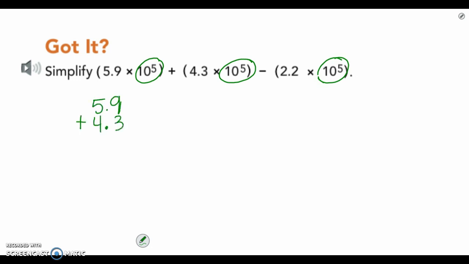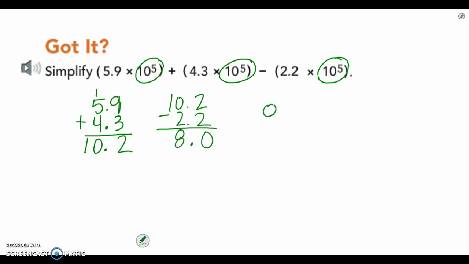plus 4.3. Remember, when you're adding decimals, you line your decimals up. 9 plus 3 is 12. Carry our 1. 1 plus 5 is 6 plus 4 is 10. So that's 10.2. Now we have to subtract 2.2 from 10.2. 2 minus 2 is 0. Bring our decimal down. 10 minus 2 is 8. So this would simplify to 8 times 10 to the 5th power.